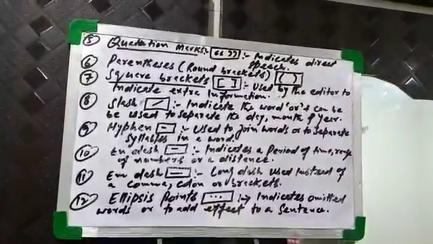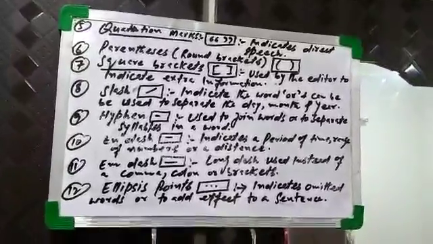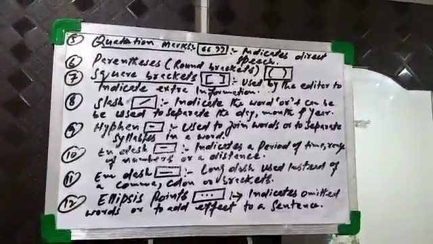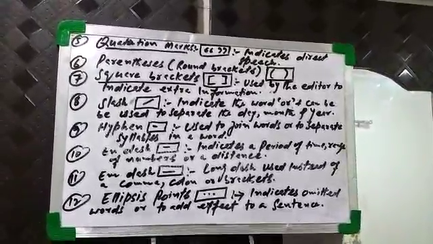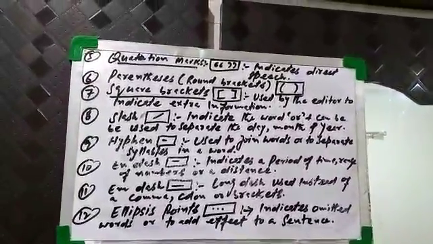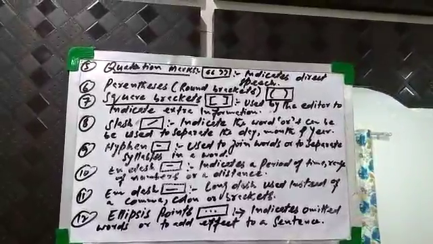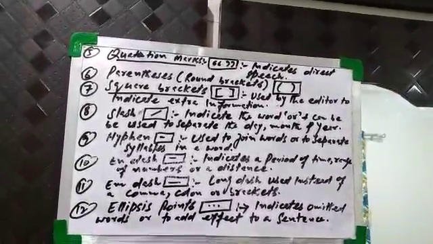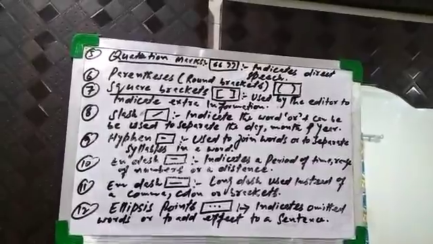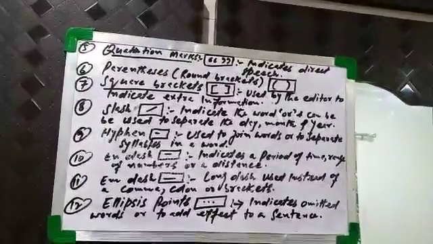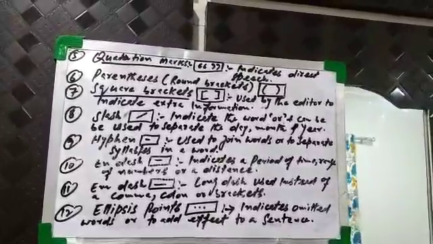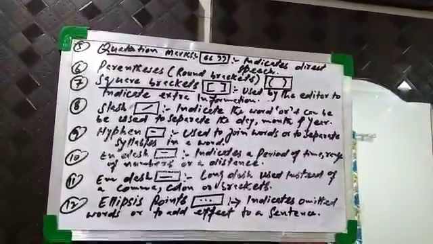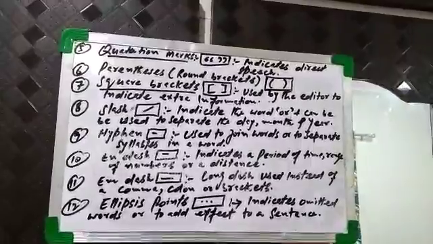And one more is the en dash. The en dash indicates a period of time, a range of numbers, or a distance. For example, she lived in London from 2001–2020. The number range is 1–20. The flight from Dubai–UK is very long.